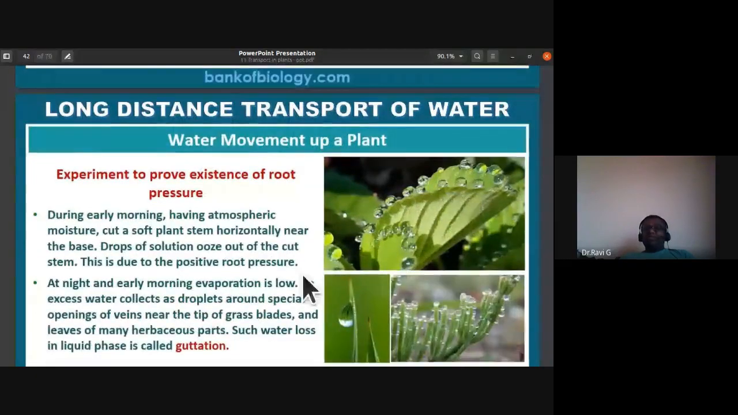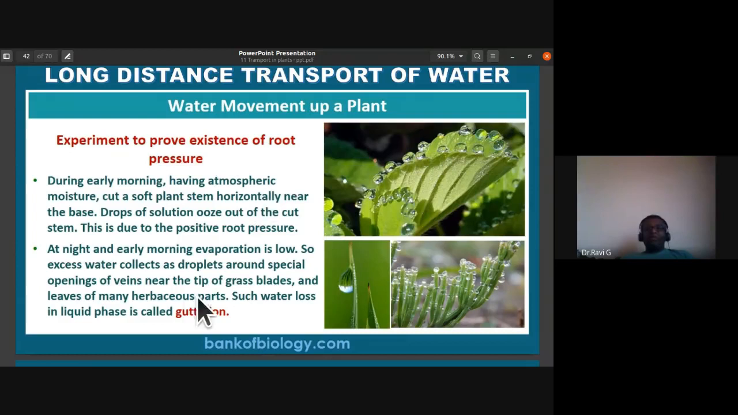Experiments done to prove the existence of root pressure are performed early in the morning. If you cut a herbaceous plant at its base early in the morning, you notice that the solution oozes out from the cut part of the stem, and that is because of the positive root pressure. If we do it in the afternoon, we might not be able to see that, because the water would be evaporated by the heat, so you cannot see it oozing out later in the day.